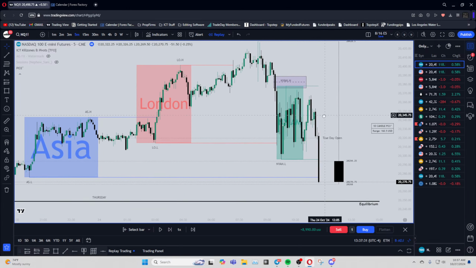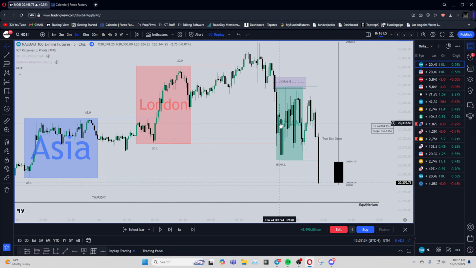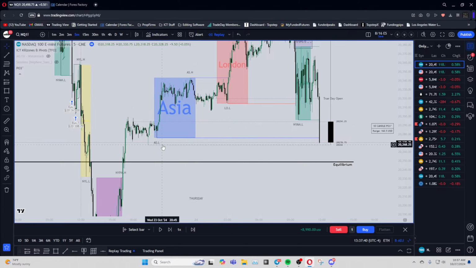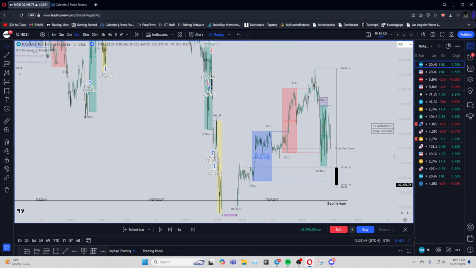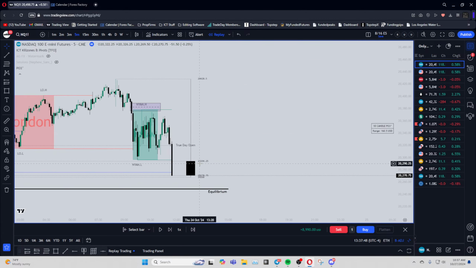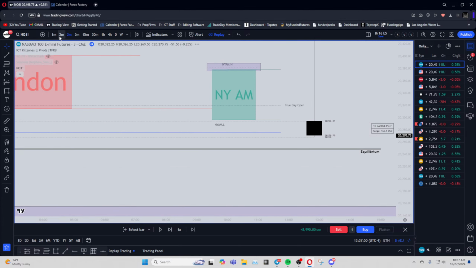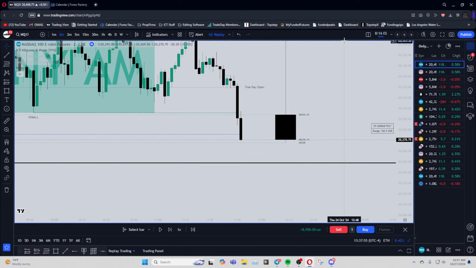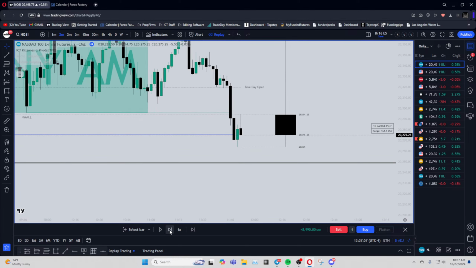It's kind of signaling seek and destroy right here. That's what it's called. So we come down, sweep Asia's low. That's great. Prior to our expansion, remember we want Asia to be taken already. So that's great. I'm gonna hop on the lower time frame, and now that we've taken that, see if we get some kind of market structure shift.